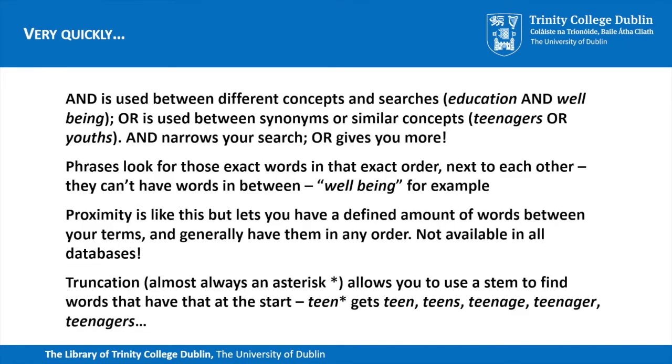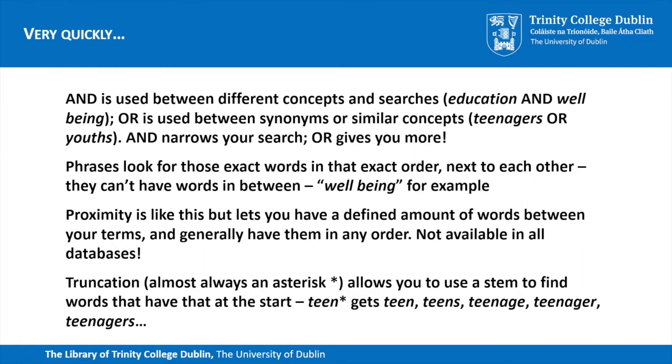A brief overview then. And and or are what are called Boolean operators. And is used between different concepts and searches. So as we have here, education and well-being. So and will narrow your search because it has to mention all of those things. Or, on the other hand, is used between synonyms or related concepts. So for instance, teenagers or young people or youths. Or broadens your search or gives you more.